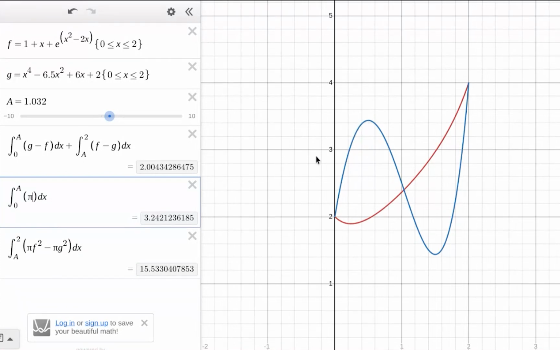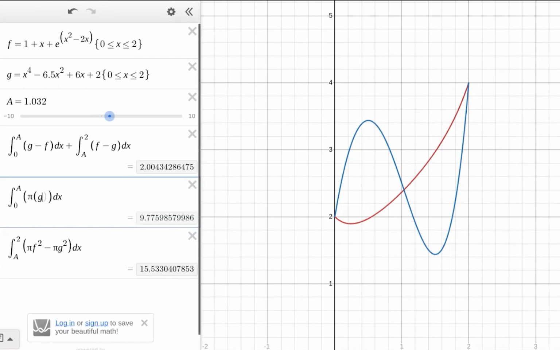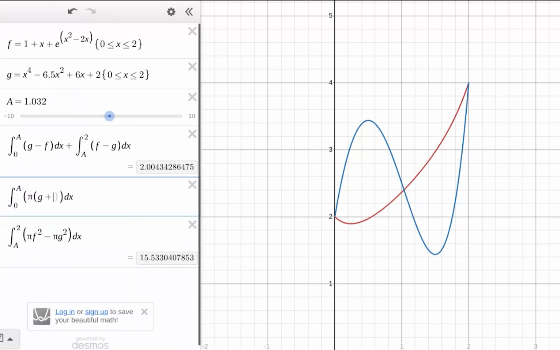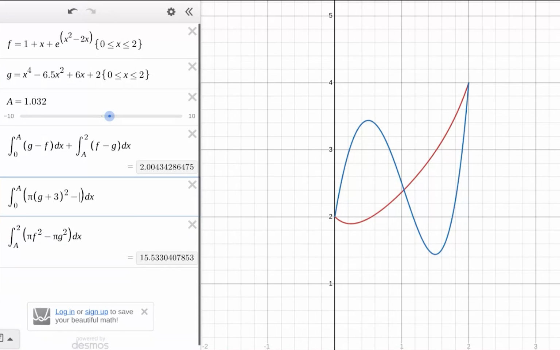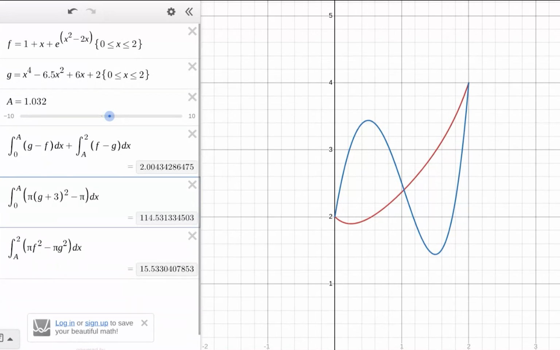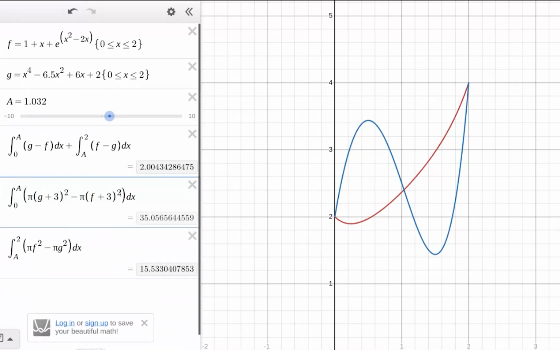Okay, so we got pi times R, which, this function right here, this upper function, is g. So we're going to have g plus 3 squared. Okay, pi R squared, so that's the big circle. And the smaller circle of that cross section is going to be pi r squared, where r is F plus 3. And so I get about 35.056.